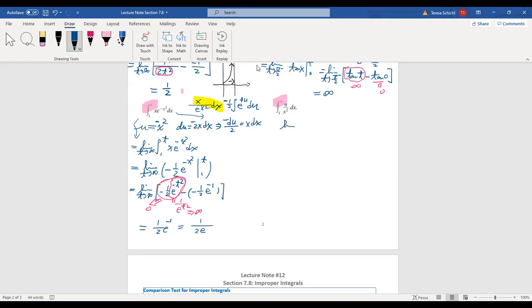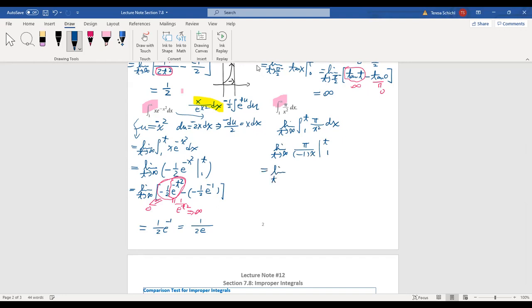Okay, so now let's take a look again. This will be the limit as t approaches infinity of the integral from 1 to t of pi over x squared dx. So this is x to the negative 2, right? Then you will see this is the limit as t approaches infinity of negative 1 times pi over x, evaluated from 1 to t, correct?